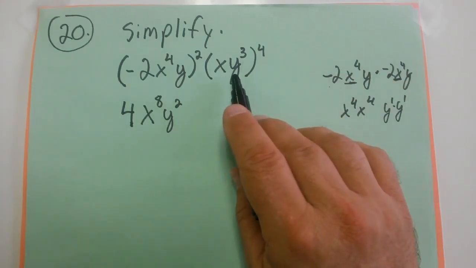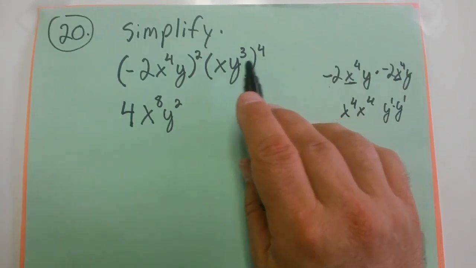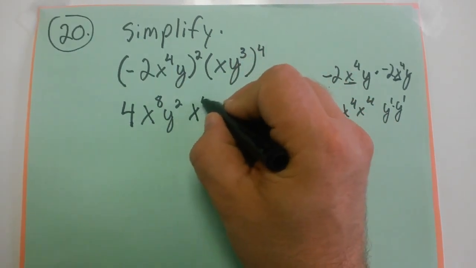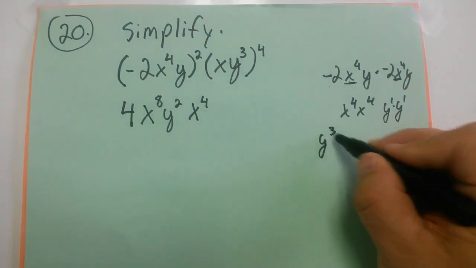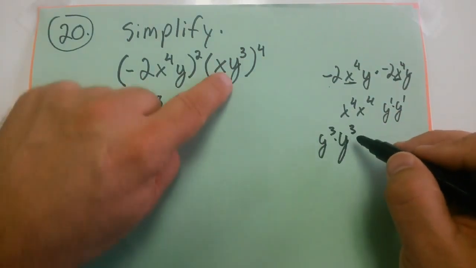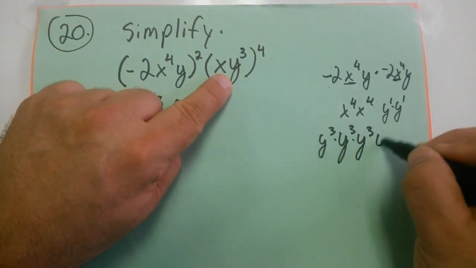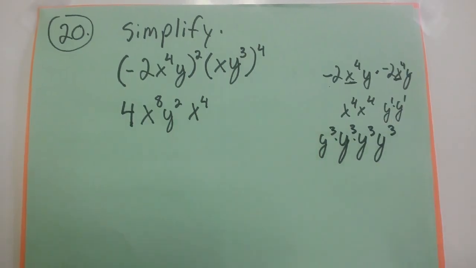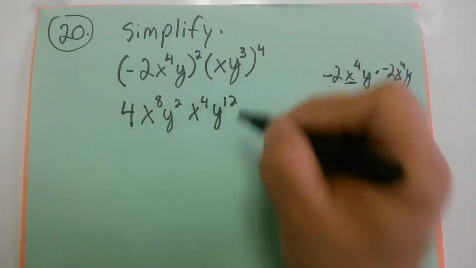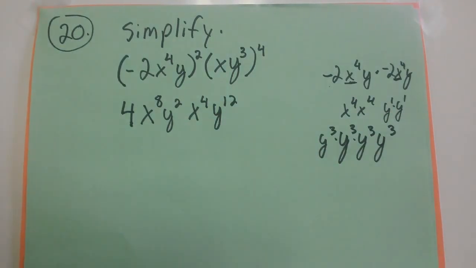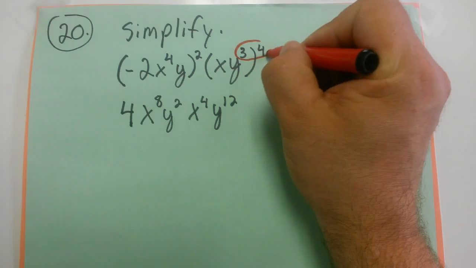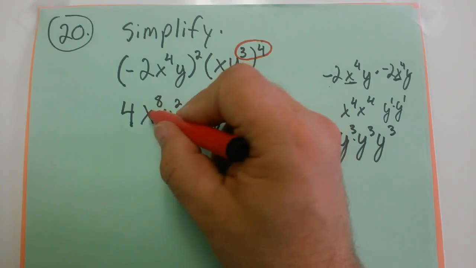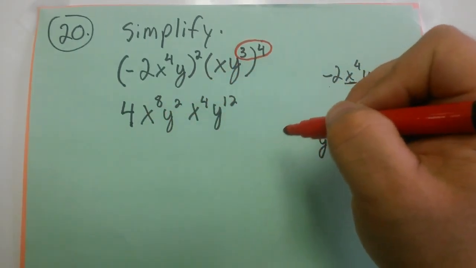So that's xy cubed to the fourth power. X times x times x times x, that's x to the fourth. Y to the third times y to the third times y to the third times y to the third, that's going to give me y to the 6, 9, 12. Y to the 12th. So in other words, when you raise a power to a power, you don't add, you multiply.